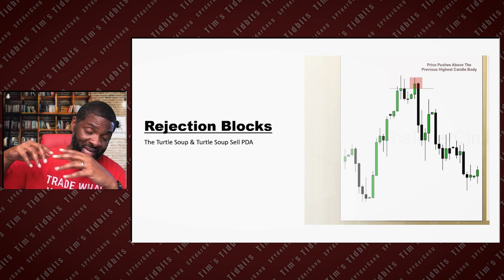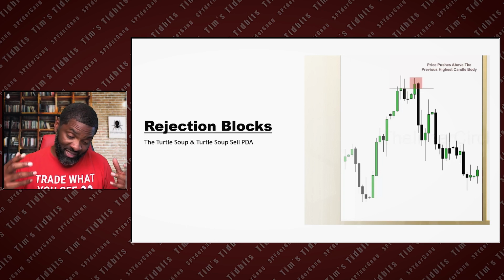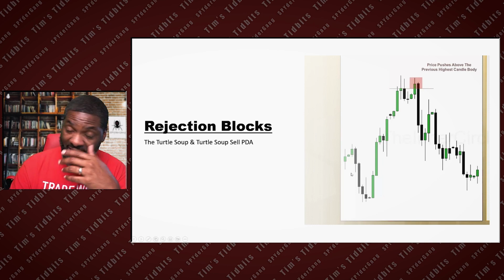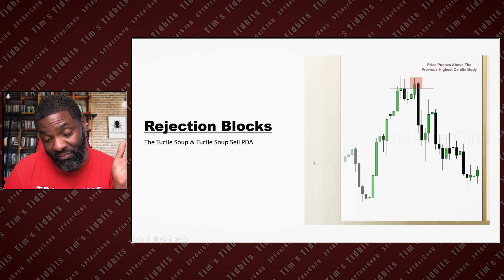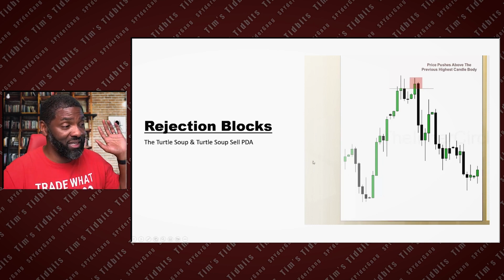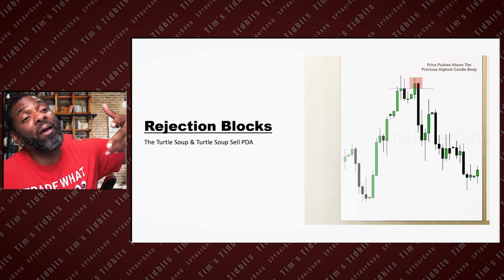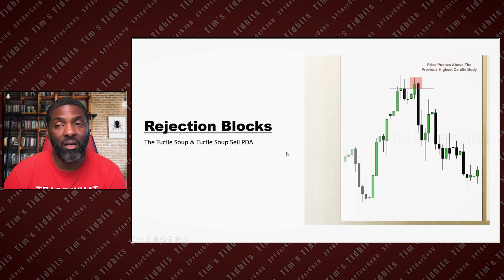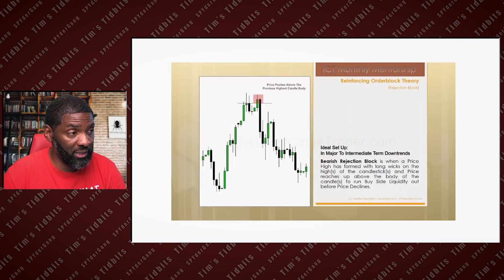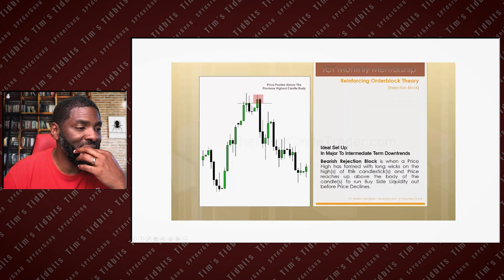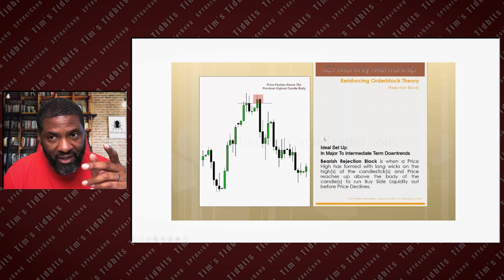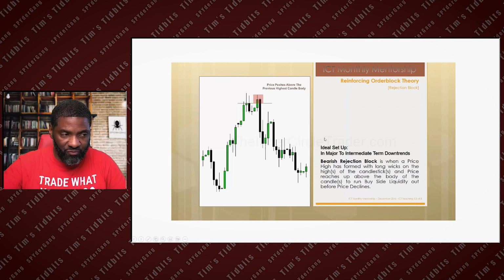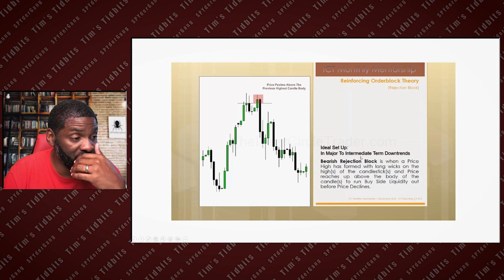And I don't use it often. But again, it's part of the PEMDAS chart, so I included it. Or the PD array matrix, that's what ICT calls it. Talk right, Tim. So now let's see what ICT says the rejection block is. By definition, he's talking about the bearish, and you just flip it over for the bullish. Let's talk about the bearish rejection block.